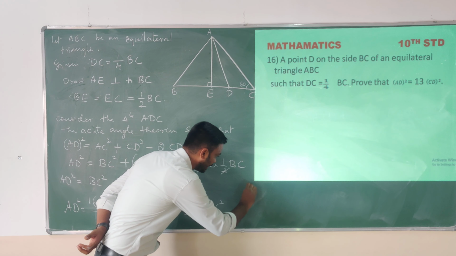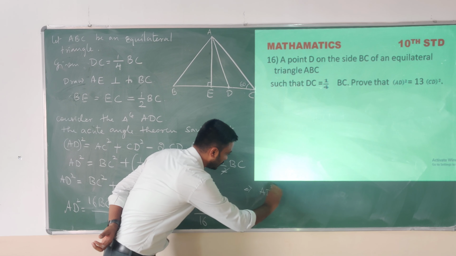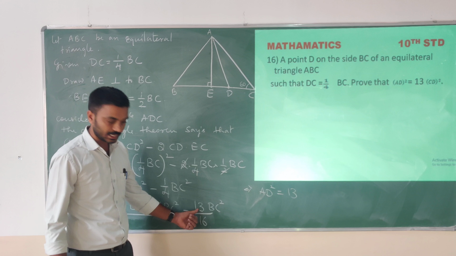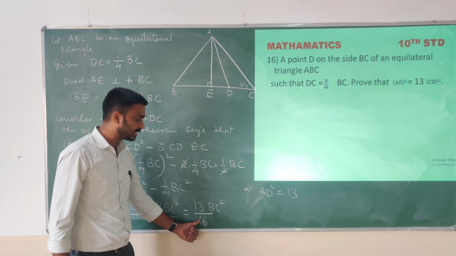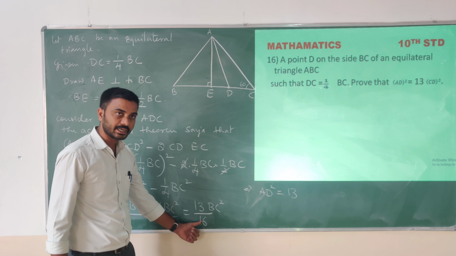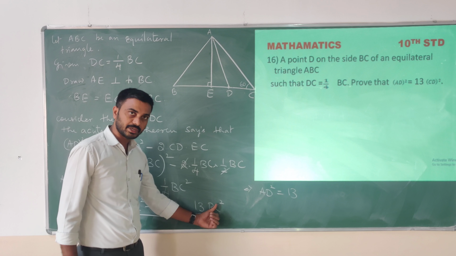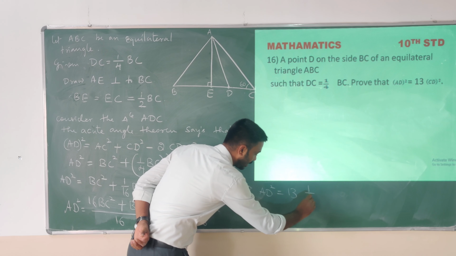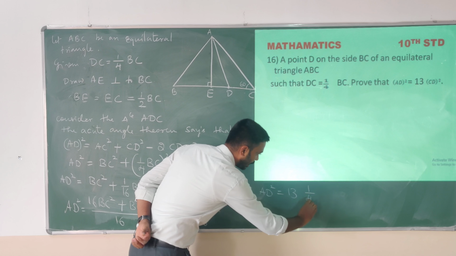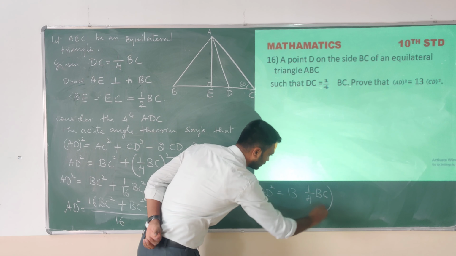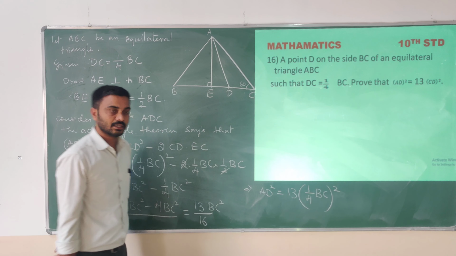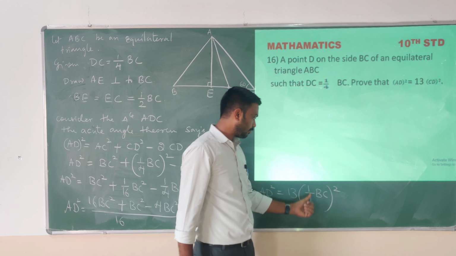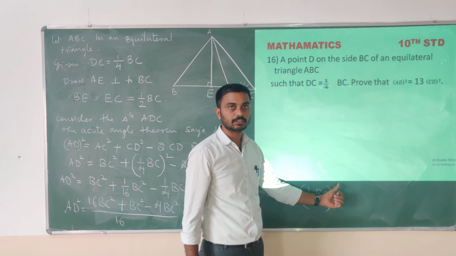Now this can be rewritten as AD square is equal to 13, keep it as it is. Now BC square by 16. This 16 can be written as 4 square and this BC can be written as BC the square. So by combining these two, we get 1 by 4 times of BC whole square. Correct? Now this BC square by 16 can be written as 1 by 4 times of BC whole square.